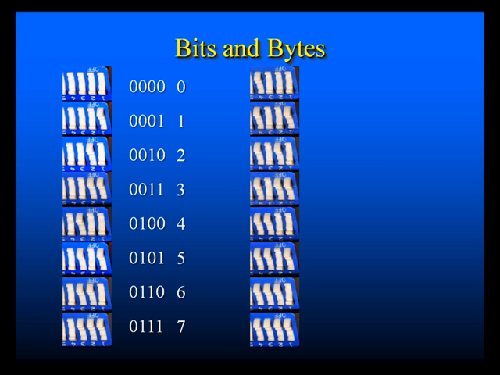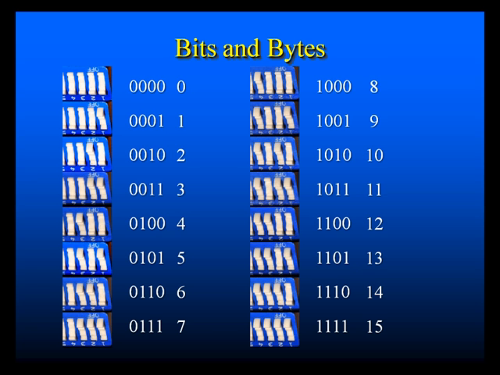We've got 8 additional combinations where switch number 4 is on, and then run right down the line here from 1, 0, 0, 0 all the way up to 1, 1, 1, 1, where all 4 switches are on. And again, in the decimal system, we might count these as numbers 8, 9, 10, 11, 12, 13, 14, and 15.